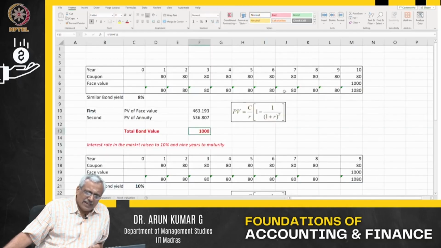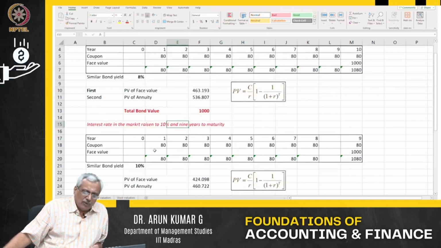I am going to take a small case in this. Supposing the interest rates in the markets have risen to 10%. But what happens? You will continue to get a coupon on this bond at $80 for 10 years.